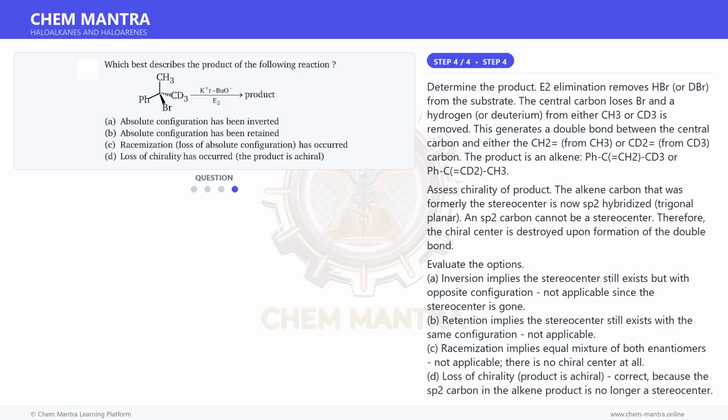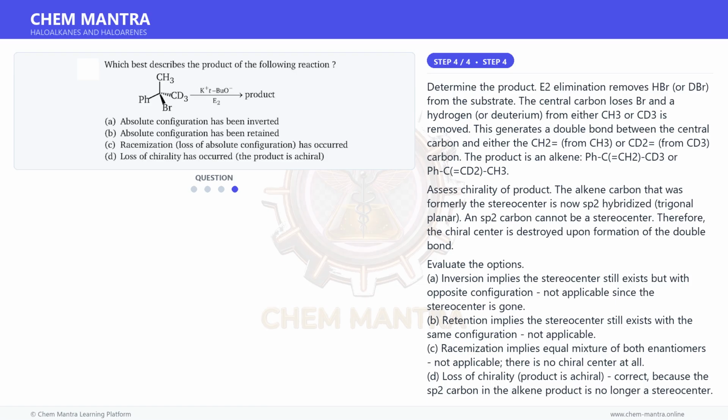Evaluate the options. A. Inversion implies the stereocenter still exists, but with opposite configuration, not applicable since the stereocenter is gone. B. Retention implies the stereocenter still exists, with the same configuration, not applicable. C. Racemization implies an equal mixture of both enantiomers, not applicable, there is no chiral center at all.